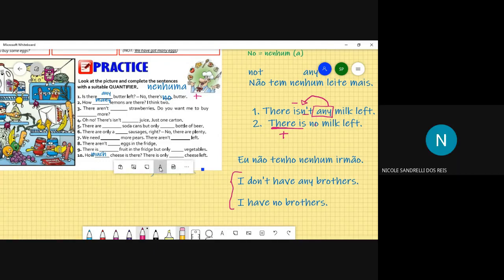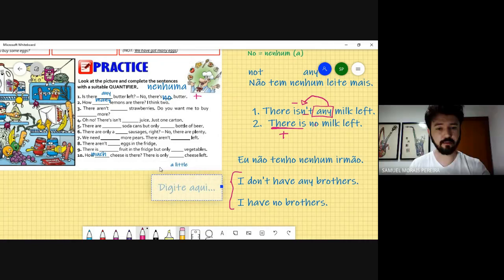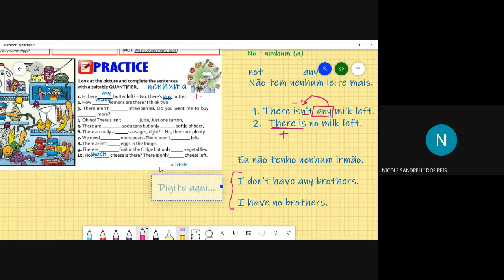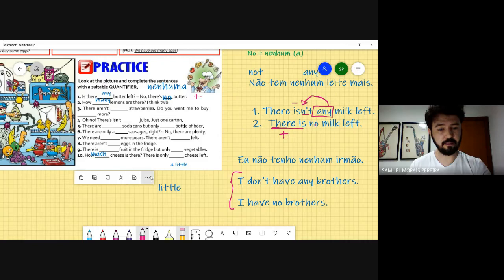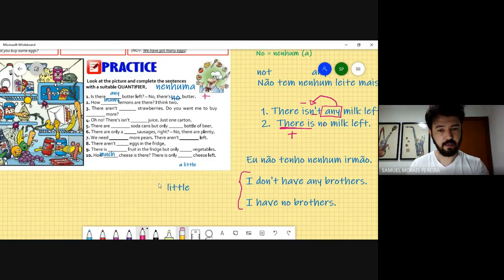Samuel: Professor, eu pus some também. Some, não pode ser some. Não? There's only some cheese left. Na verdade, a outra resposta seria essa aqui, ó. Little cheese left. É por causa do only. A pessoa está enfatizando uma coisa, tipo, a pouca quantidade de queijo que ainda tem na geladeira. Então, eu vou explicar na aula de hoje, tá, pessoal?